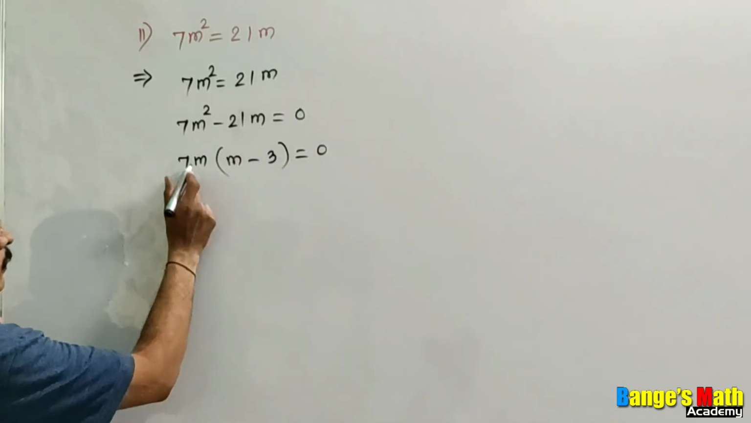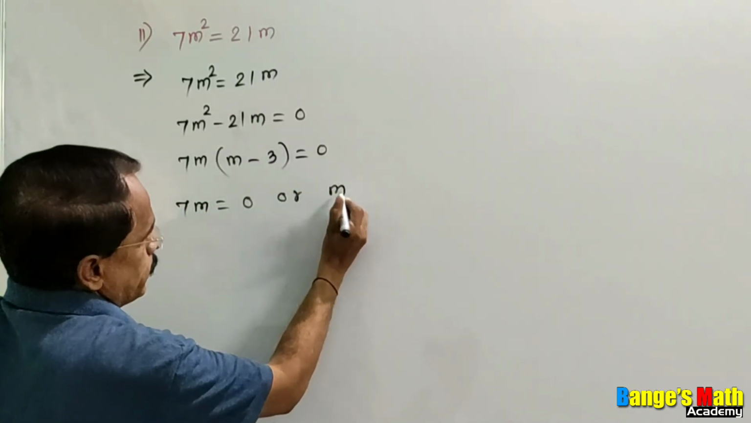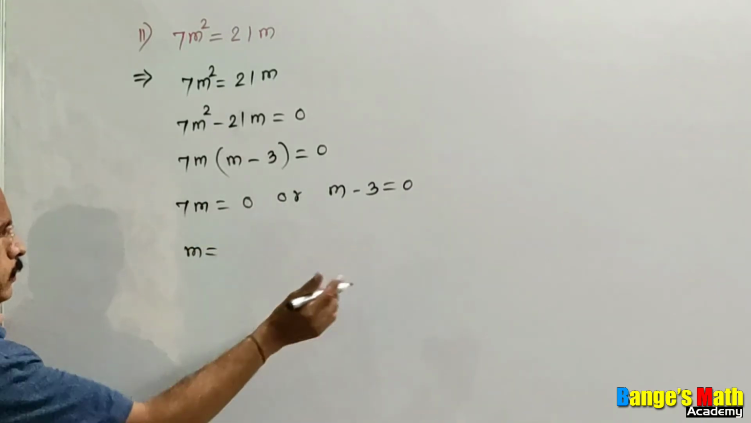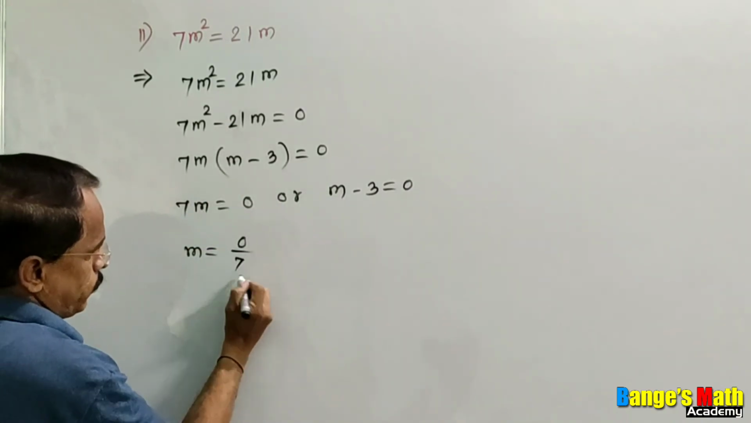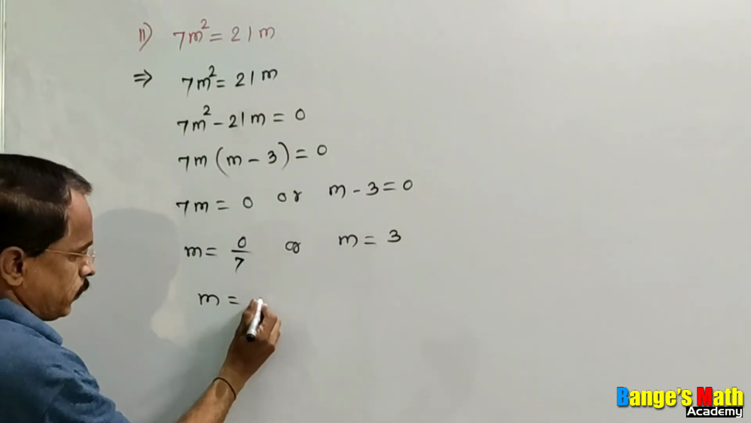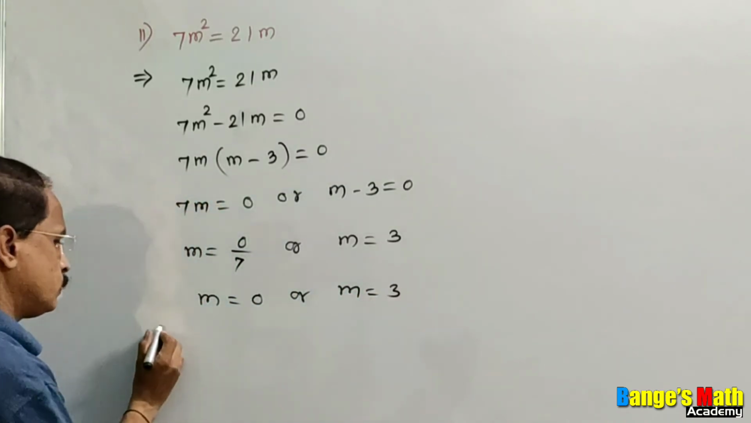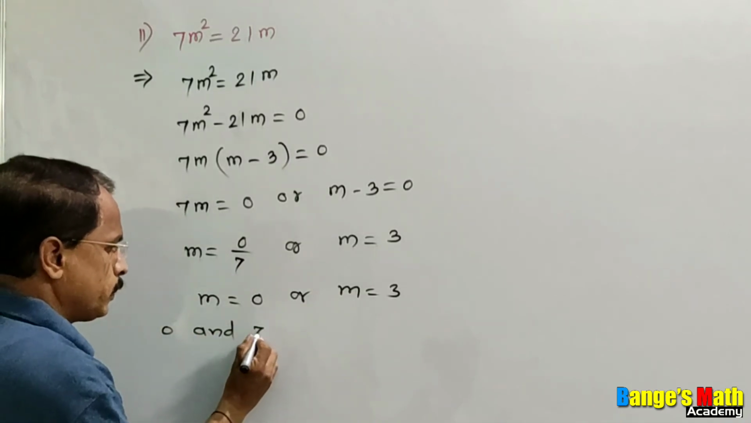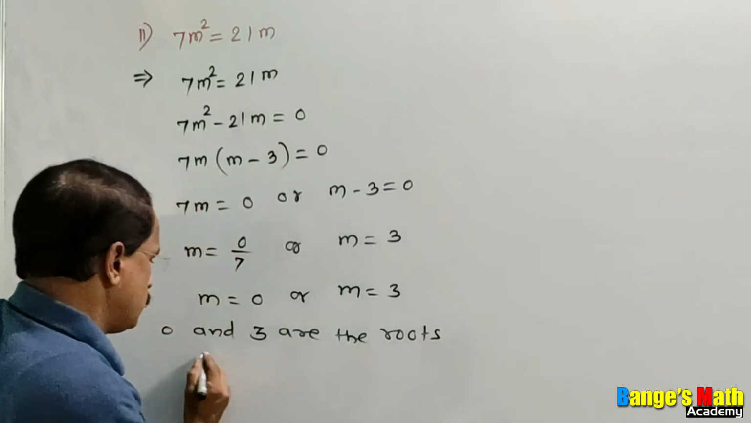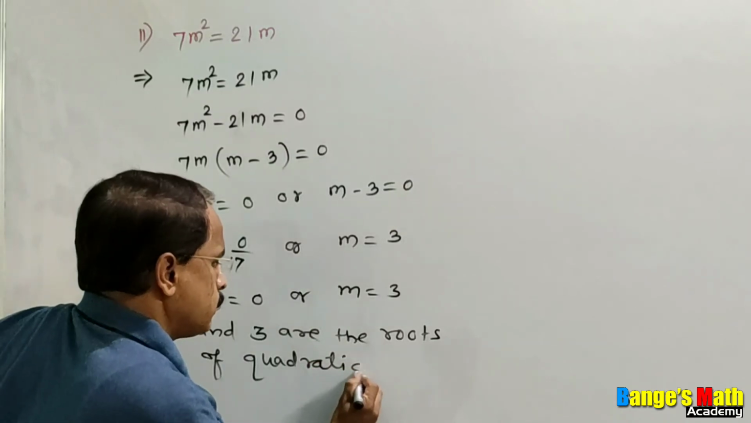Equate each factor to 0: 7m is equal to 0 or m minus 3 is equal to 0. m is equal to 0 upon 7, or m is equal to 3. Then m is equal to 0 upon 7 means 0, or m is equal to 3. So 0 and 3 are the roots of the quadratic equation.